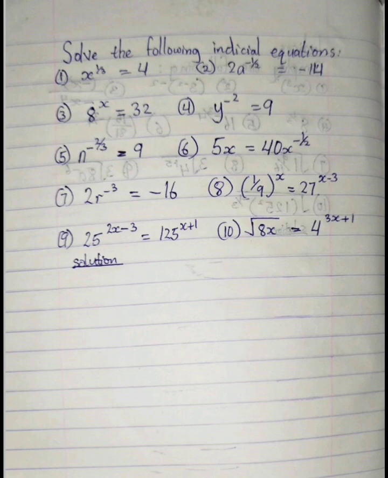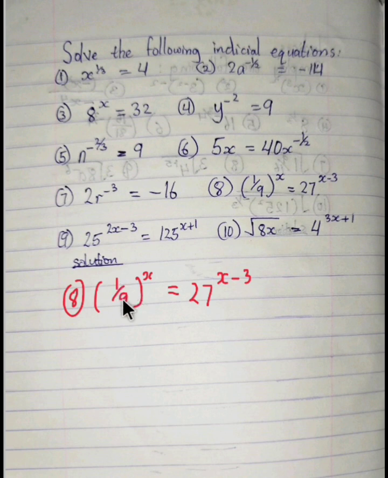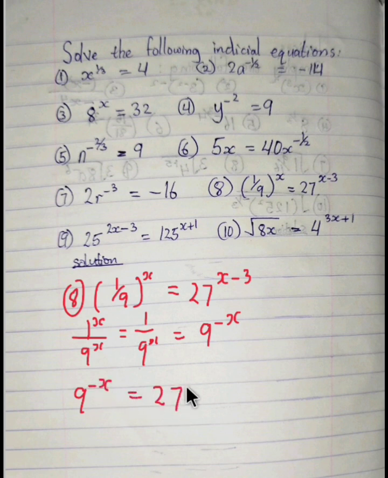Number 8, we have bracket 1 over 9 raised to power x is equal to 27 raised to power x minus 3. So 1 over 9 raised to power x, it's going to be 1 over 9 to the x. 1 raised to power any number is going to be 1. So 1 over 9 raised to power x is also equal to 9 raised to power minus x, if you write this. Now, from the equation that we have previously, 9 raised to power minus x is equal to 27 raised to power x minus 3.